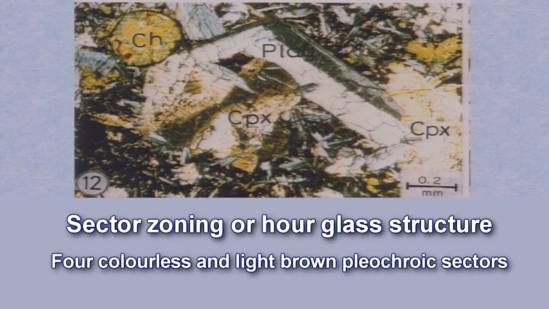I am showing you another slide here. This is also from a lava flow, which displays sectoral zoning or hourglass structure. What is an hourglass structure? Four colorless and light brown sectors; these are the colorless and these are the light brown pleochroic sectors.